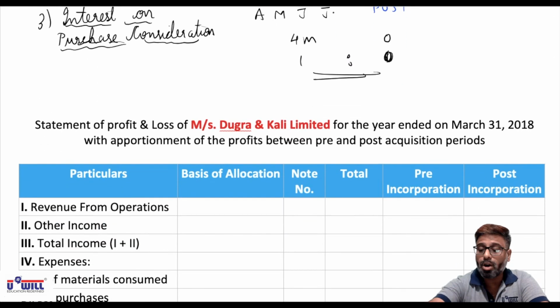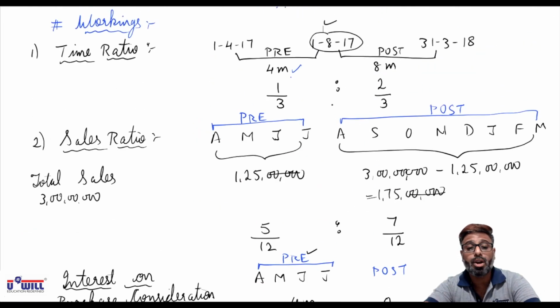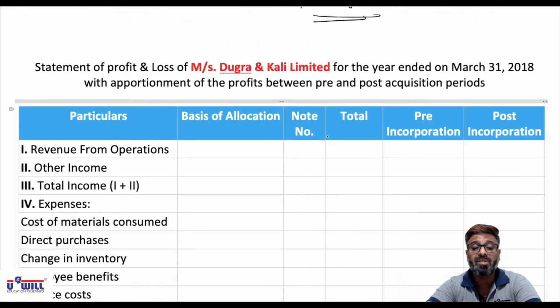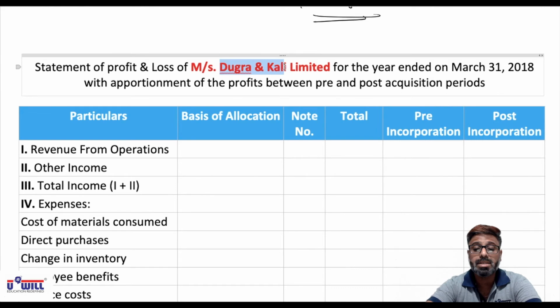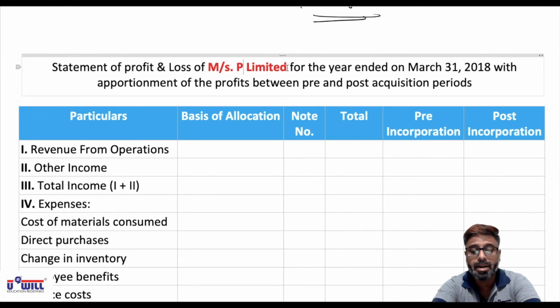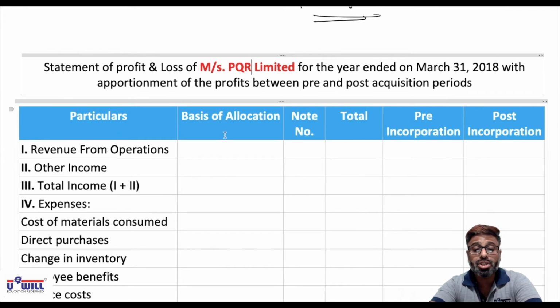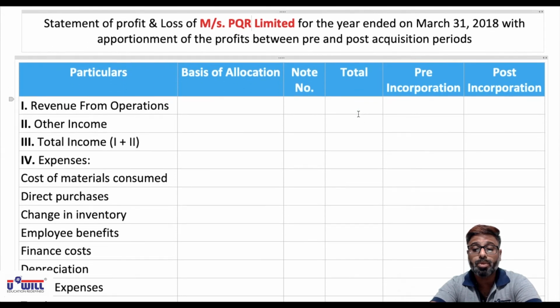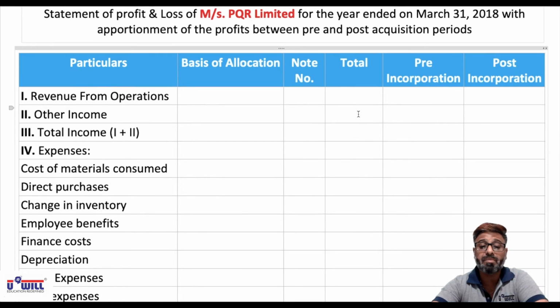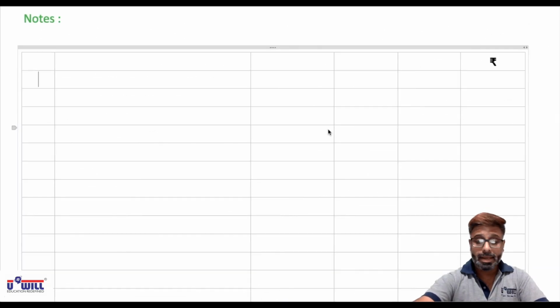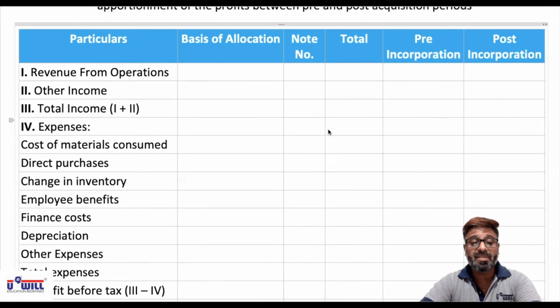Now all of you make this format. Statement of profit and loss account of which company is this? PQR Limited. Statement of profit and loss account of Messrs. PQR Limited for the year ended 31st March 2018 with apportionment of profits between pre and post incorporation periods. You already know the format of P&L statement, what you have to make. So pause the video and make the columns and format on your own. Yes, I hope all of you should have done the formats by now.